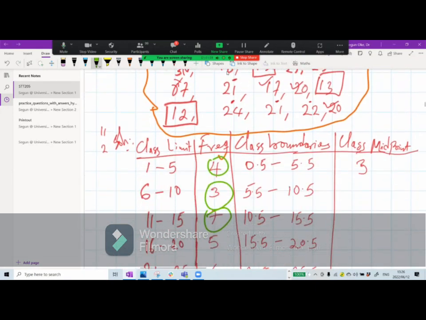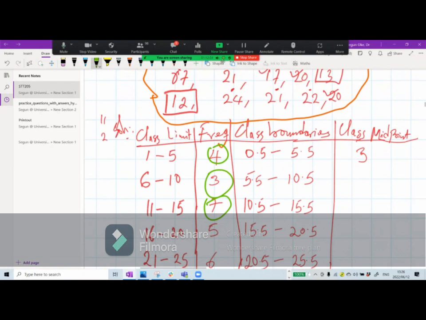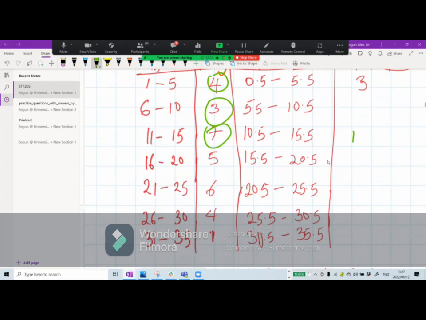And I taught us in this class that class boundary is very simple. I don't want you to pass through the rigorous way as those scientists used to do it. You are just to apply it. From your class limit, deduct 0.5. The class limit is 1 to 5, right? This is what we call lower class limit. This is upper class limit. So if I want to do class boundary, lower class boundary, I will deduct 0.5 from here. It will now be 0.5 to, I will add 0.5 to the other side. 5 plus 0.5.